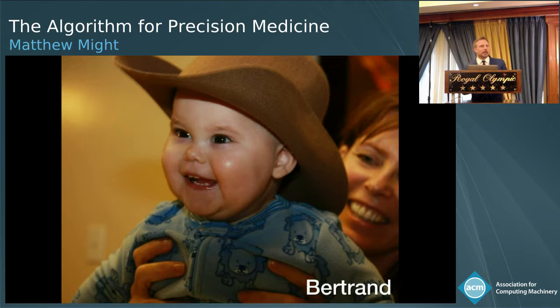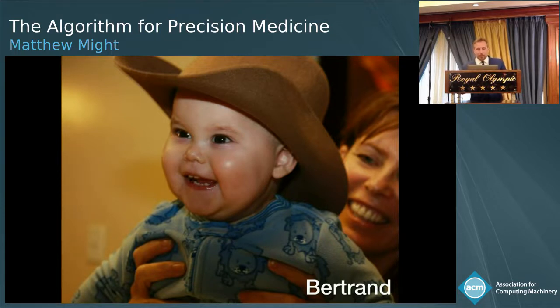So for me, the journey begins 11 years ago with my son Bertrand. This is him when he's a year and a half old. He's 11 now. But this for us was the start of a diagnostic odyssey that would end ultimately with us being told that he was the first patient ever discovered for a brand new genetic disorder.